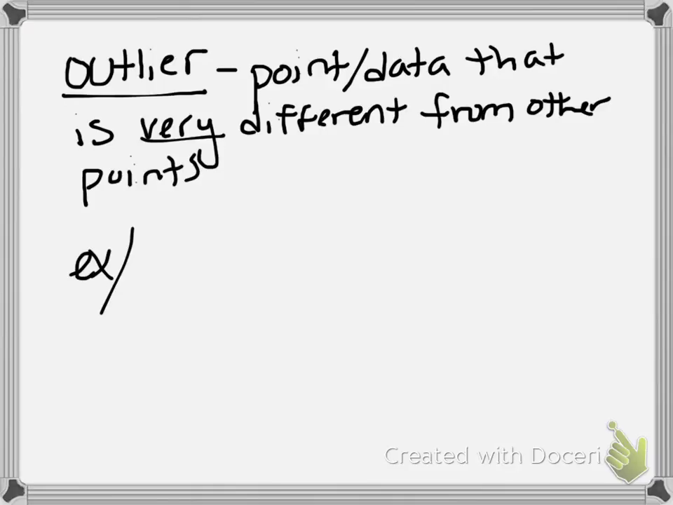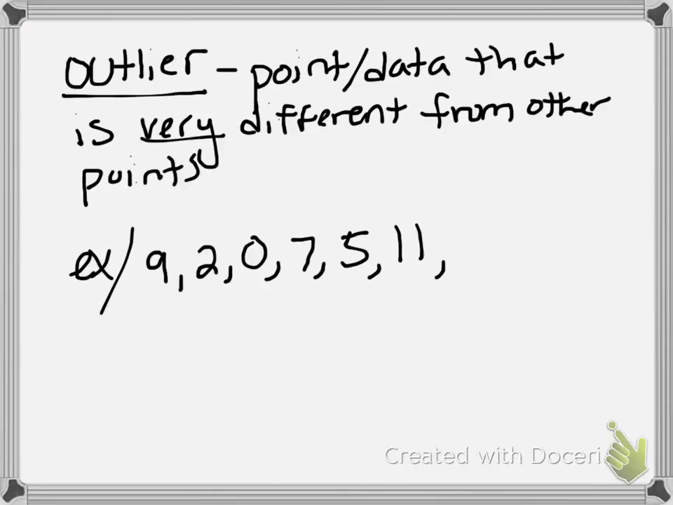So, for example, we were doing the number of pets in class the other day, so let's say somebody has 9, somebody has 2, somebody has 0, somebody has 7, somebody has 5, somebody has 11, somebody has 6, and then somebody has 182, okay? That right there is definitely going to be an outlier.